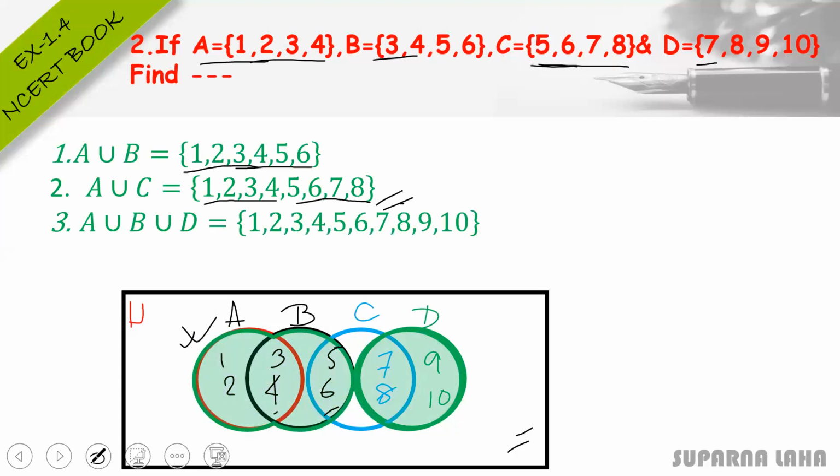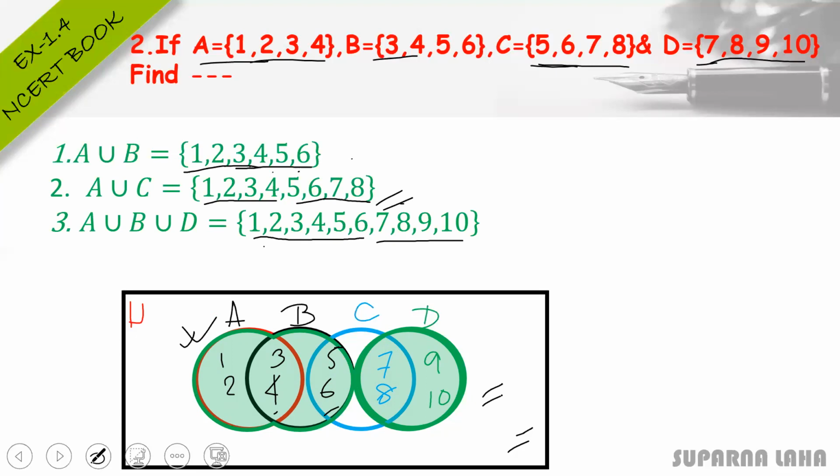So firstly find A union B. We already found it: 1, 2, 3, 4, 5, 6. So 1, 2, 3, 4, 5, 6 and union with D: 7, 8, 9, 10. And here the colored portion is its visual representation, that is the Venn diagram representation. And look at the colored portion. The members present in this colored portion are from 1 to 10. All the elements are present in this colored portion.